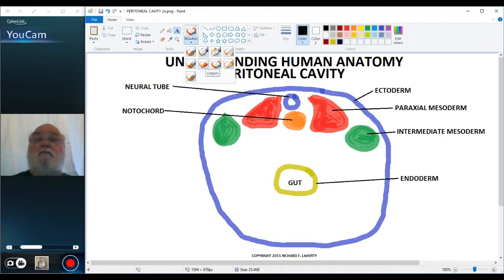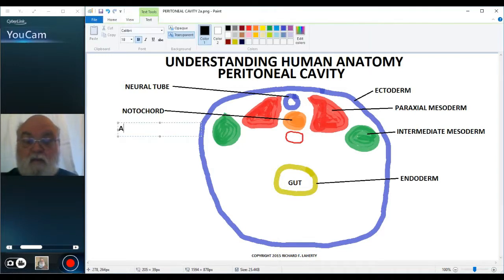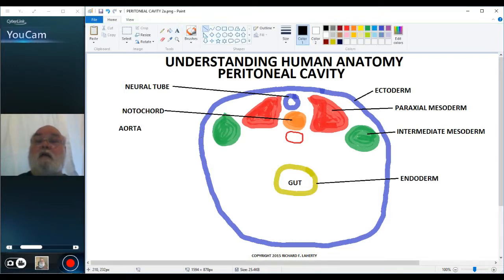Now, another structure I need to draw in is the aorta. And the aorta is the primary artery bringing blood to the embryo's body. Like so.